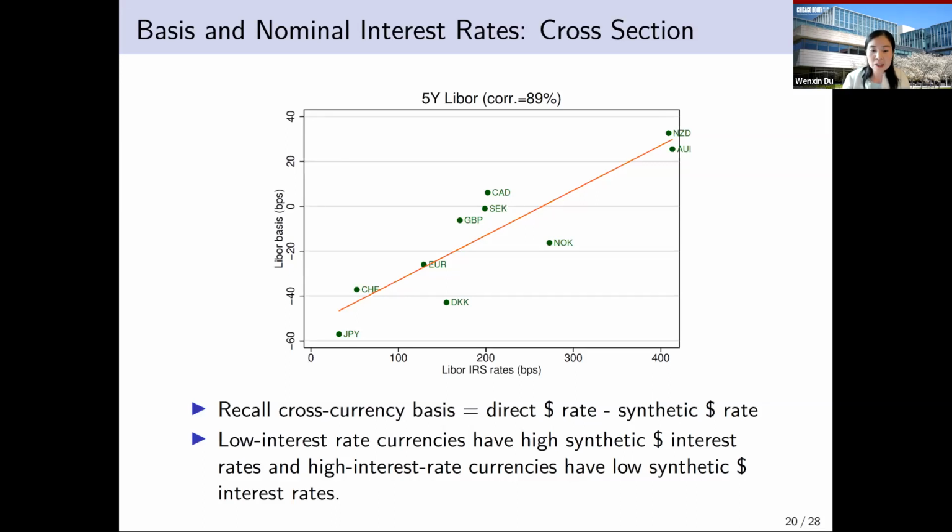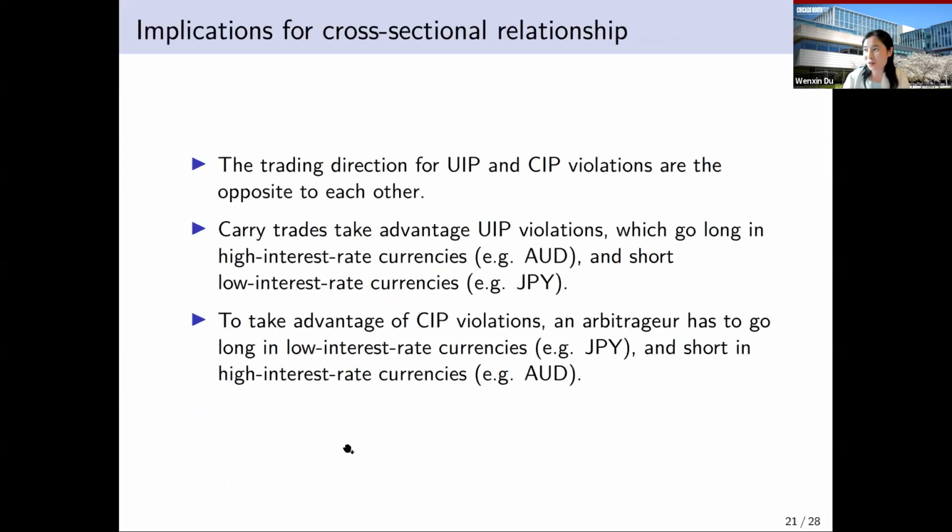So this means that the low interest rate currencies, as you can see here, right? Low interest rate in Adrian's portfolio sorting exercise, the Japanese yen, the Swiss franc, actually have the highest synthetic dollar interest rate because they have the most negative cross-currency basis, right? So that's what this bullet is saying. Low interest rate currencies have high synthetic dollar interest rate, and on the contrary, high interest rate currencies have low synthetic dollar interest rate. This has a very, very important implication on the direction of trading UIP versus CIP, right?